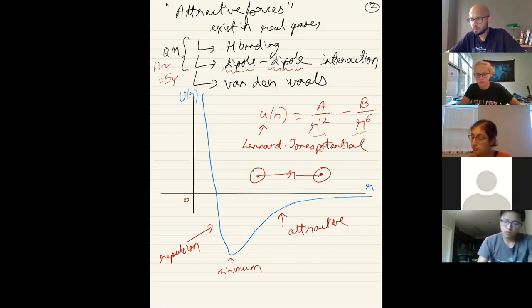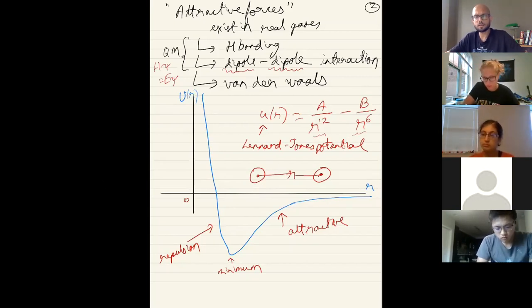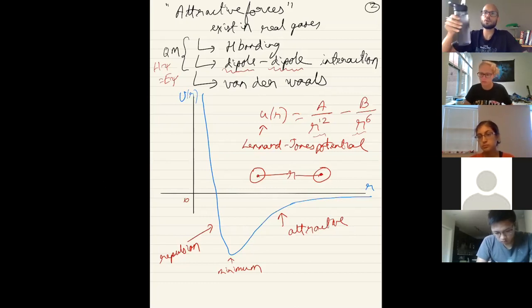Would I be able to describe water using this potential model? Any answers, any thoughts? Would a Lennard-Jones potential, where two atoms talk to each other only as a function of the distance between their centers of mass, be able to describe water, the most important liquid on this planet? Any thoughts?